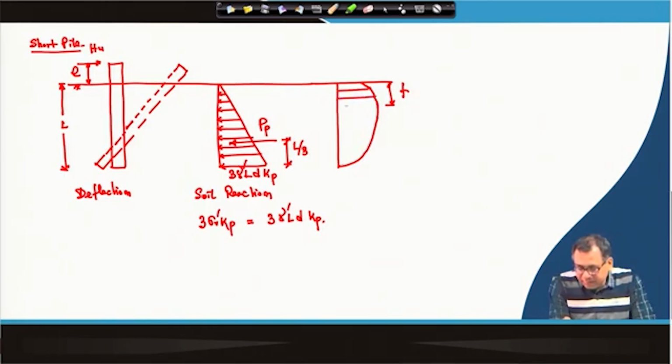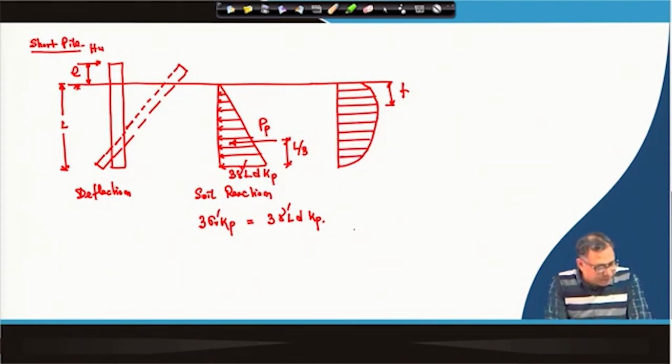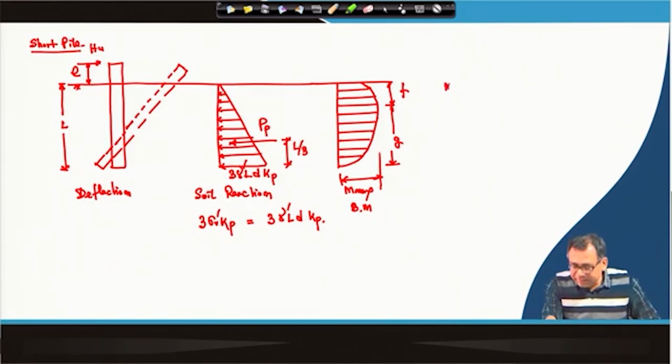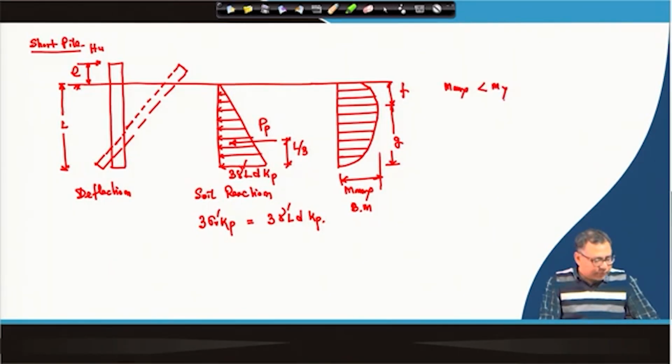This is the bending moment diagram. So, this is F, then this one is G, and this value is M max, which is acting at a depth of f from the ground surface. So, obviously, for the short pile this M max should be less than M y. Yield moment that will not occur.